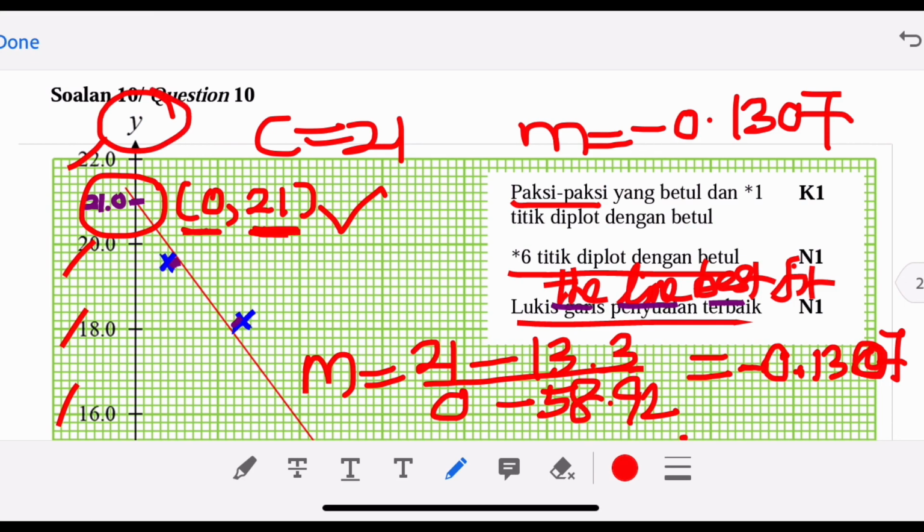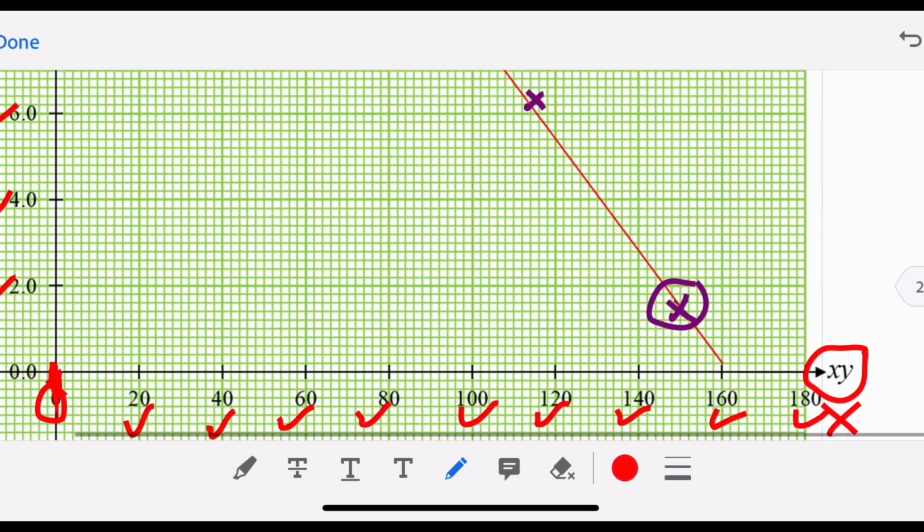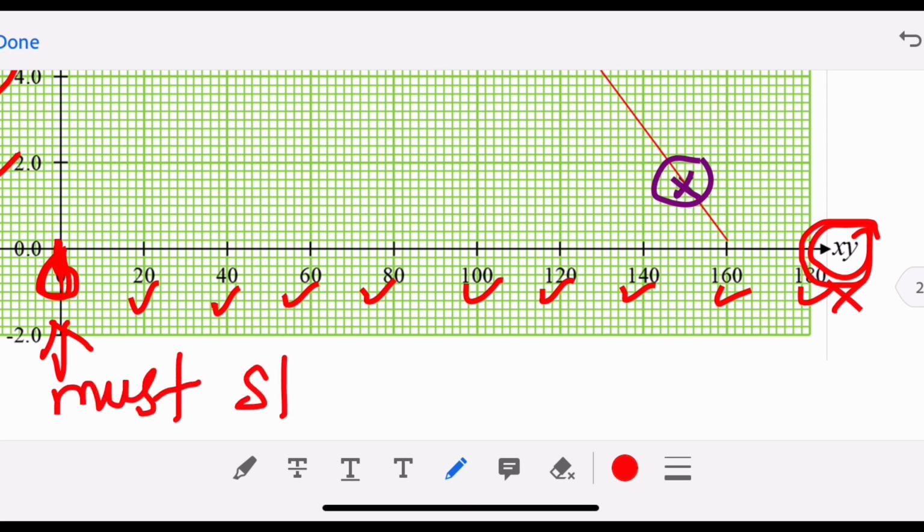Make sure it's labeled with Y. Okay, make sure all the points are accurate. Big X, and here must be. It is a must to start with a 0 for the x-axis.